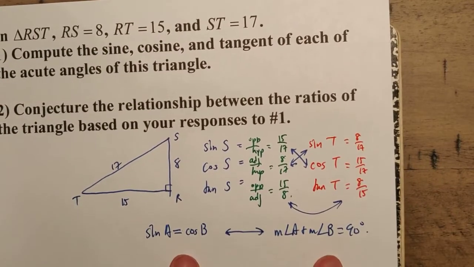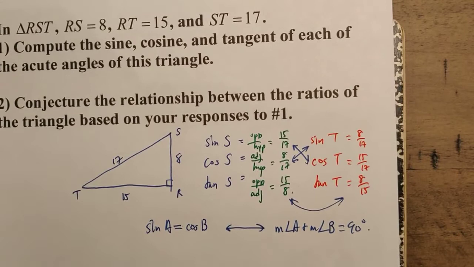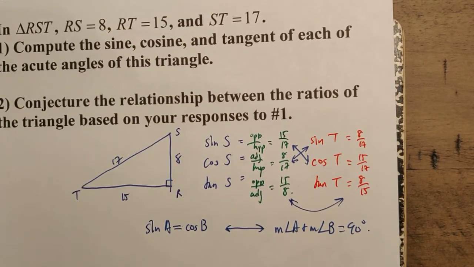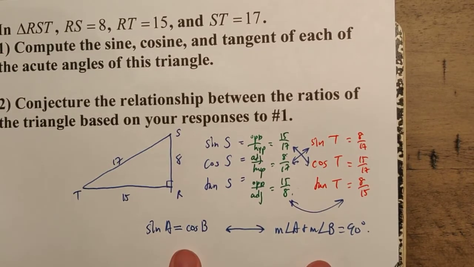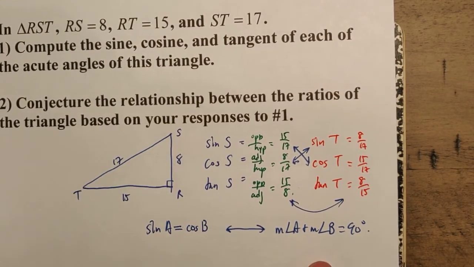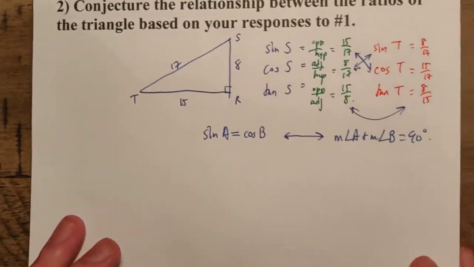So we seem to have this setup here, where as long as you have two angles that are complementary to one another, the sine of one is going to be equal to the cosine of the other. And this is going to be very useful to us here. So this allows us to conclude a couple of things.